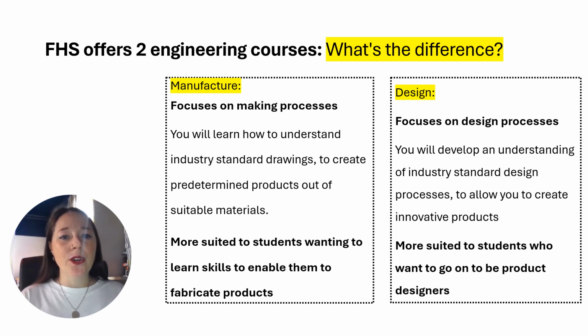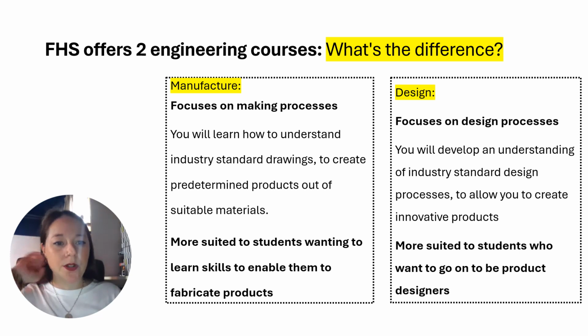Fairfield High School offers 2 engineering courses, so what's the difference? Manufacture focuses on making processes. You will learn how to understand industry standard drawings to create predetermined products out of suitable materials. This is more suited to students wanting to learn skills to enable them to fabricate products. The design course focuses on design processes. You will develop an understanding of industry standard design processes to allow you to create innovative products. So this is more suited to students who want to go on to be product designers.